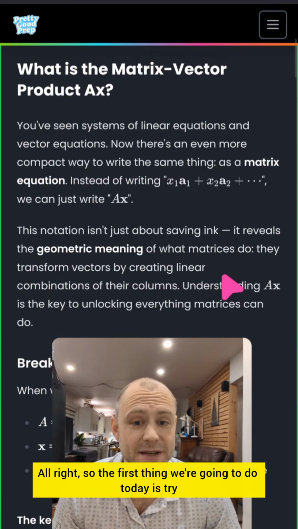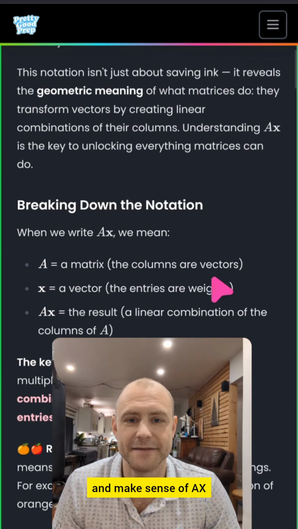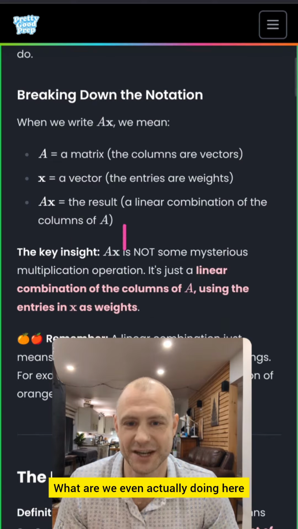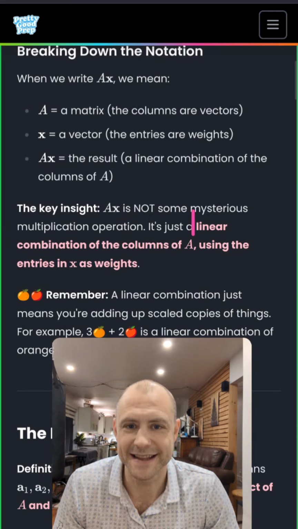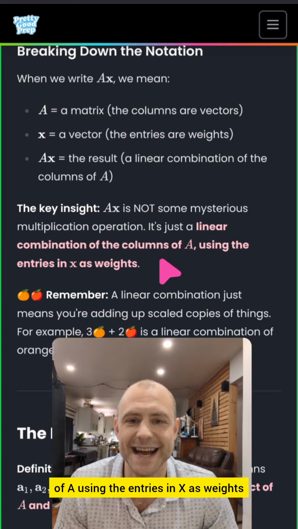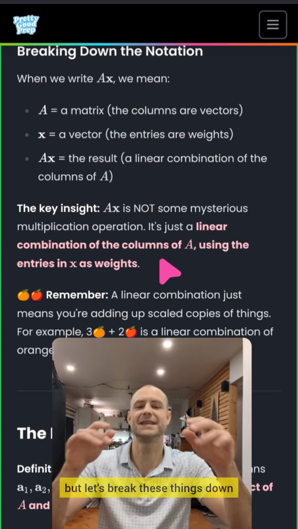All right, so the first thing we're going to do today is try and make sense of AX, multiplying a matrix A by a vector X, and saying, what the heck is that? What are we even actually doing here? All right, so here's the key. This is a linear combination of the columns of A using the entries in X as weights. It might sound crazy, but let's break these things down.